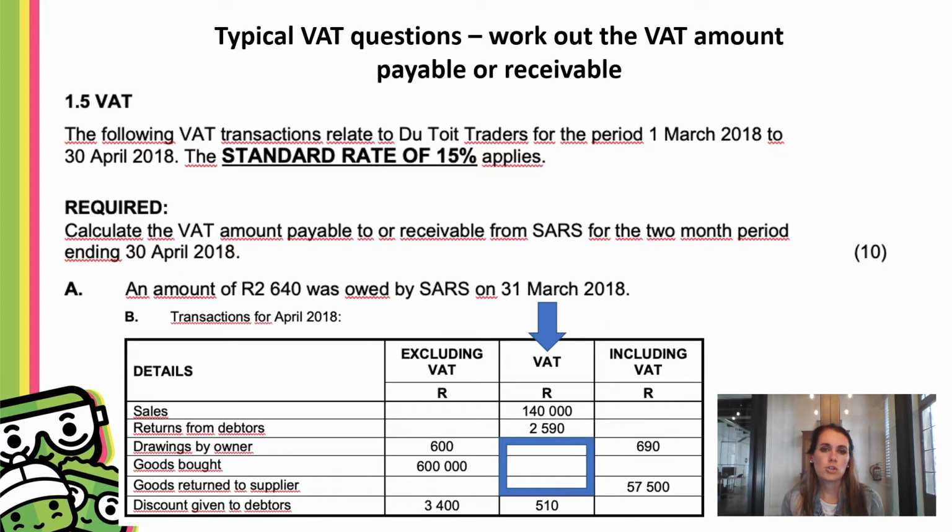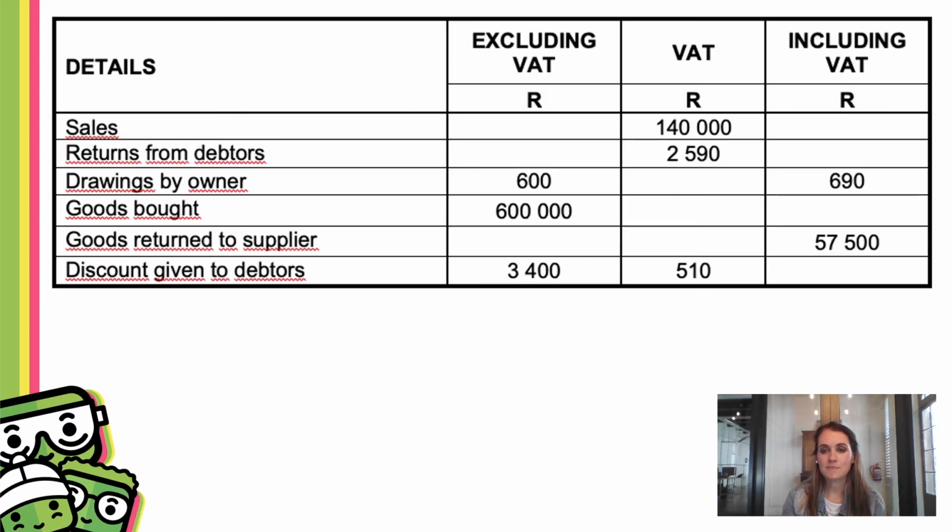I've got an issue. There are 3 blank entries. So that means we will have to work it out. They are testing a lot of things in one question. Do you know how to work out the VAT amount? So let's just quickly focus on that and make sure everybody knows how.